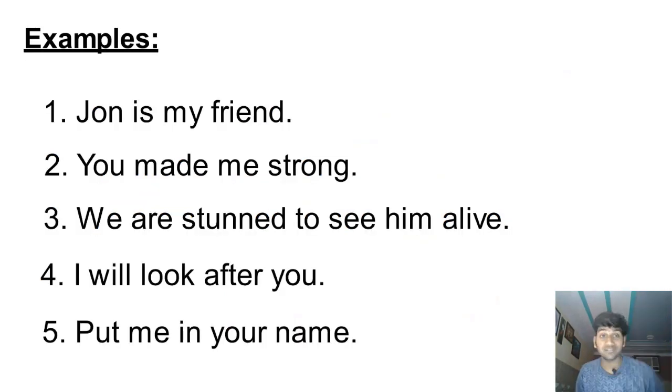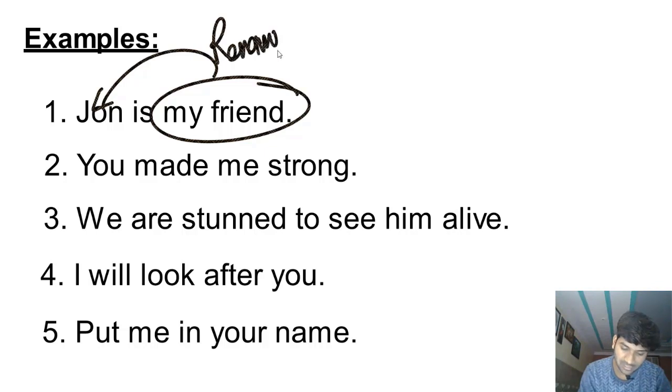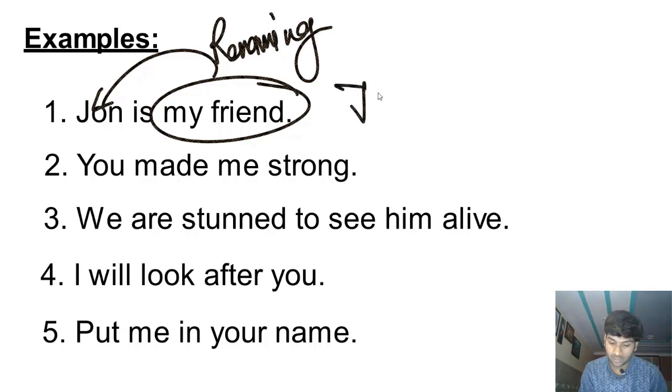Let me give you some examples and make you understand. Example number 1. John is my friend. So my friend is a subject complement, which is giving a name to the subject John, renaming the subject. It is renaming the subject John, right? Now without it, if I take this out, now I have John is. Does it make any sense? No, it does not. So taking it out of the sentence makes the sentence ungrammatical here.